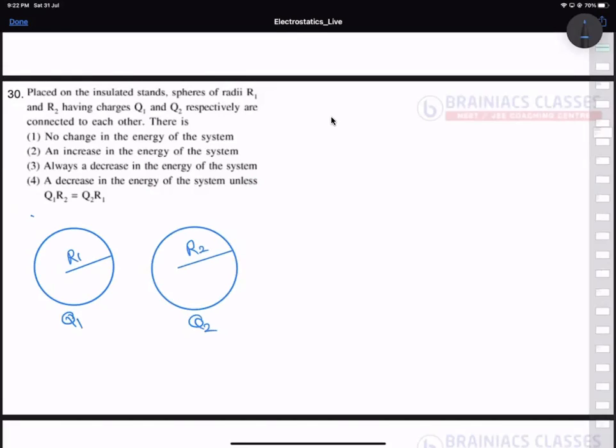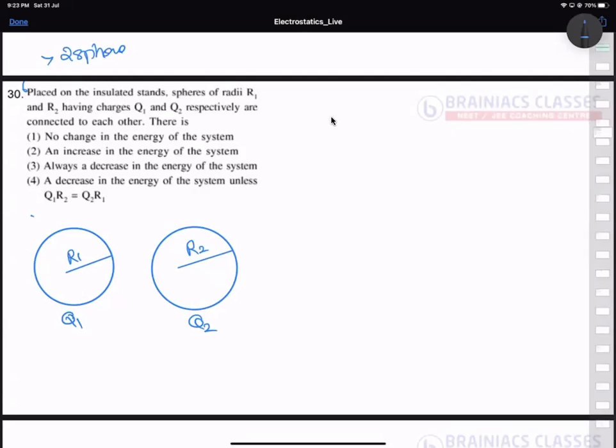Then the question is asking. Here the word two spheres is missing in the question, so it will be two spheres on insulated stands, of radius r1 and r2. So we know now two spheres will be there. One has the radius r1, another has the radius r2. Both are carrying the charges q1 and q2. Now what will be the question? Which of the following statements is true?